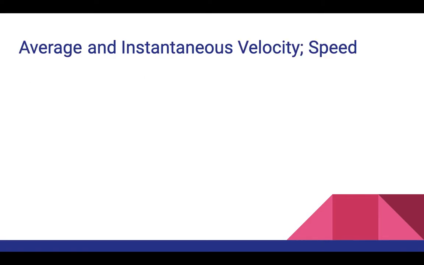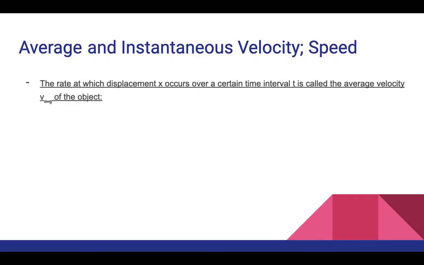So now we move on to average and instantaneous velocity and speed. And what is the difference between velocity and speed? The rate at which displacement x occurs over a certain time interval t is what we call the average velocity of the object. Again, our average velocity is equal to our change in position, what we now call displacement, divided by change in time.